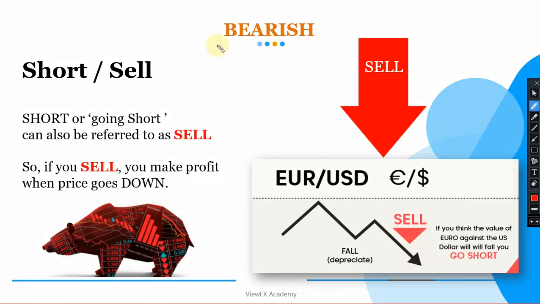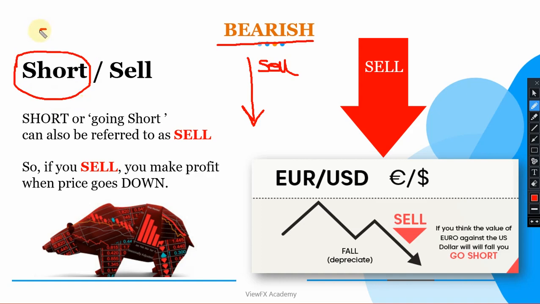The opposite of the bullish market is the bearish market. In a bearish market, the market is heading down, so we're going to sell. So when you hear I'm shorting Euro USD, it means I'm selling Euro USD. So short or going short can also be referred to as sell. So if you sell, you make profit when price goes down. So you sell here, and as the market heads down, you make profit because you got the right direction where the market is going to.